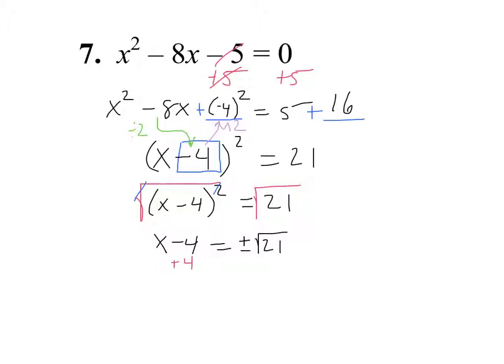We've got to add 4 to both sides. And so we want to write our answer with that constant term, that whole number, first. So our answer is going to be the positive 4 written first. 4 plus and minus the square root of 21.